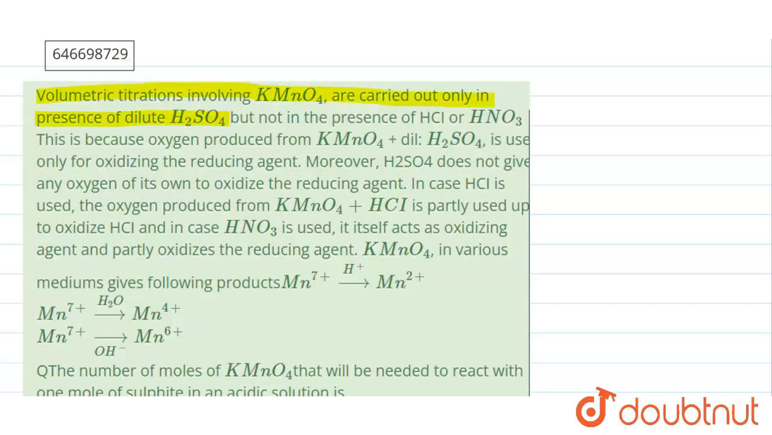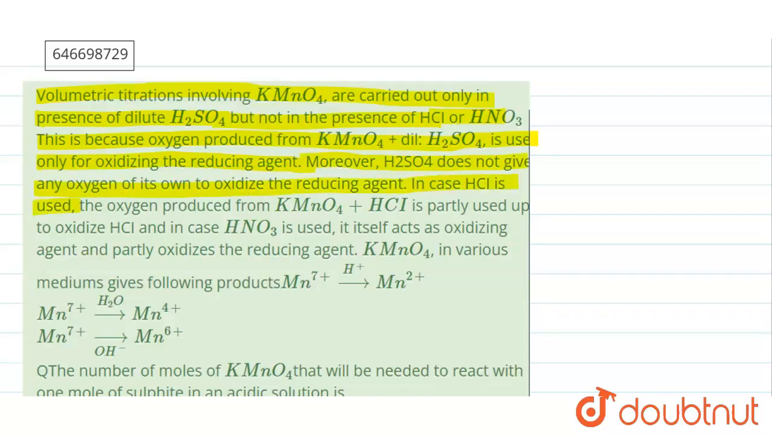Hello everyone, so today's question is: volumetric analysis titrations involving KMnO4 are carried out only in presence of dilute H2SO4 but not in presence of HCl or HNO3. This is because oxygen produced from KMnO4 plus dilute H2SO4 is used only for oxidizing the reducing agent. Moreover, H2SO4 does not give any oxygen of its own to oxidize the reducing agent.